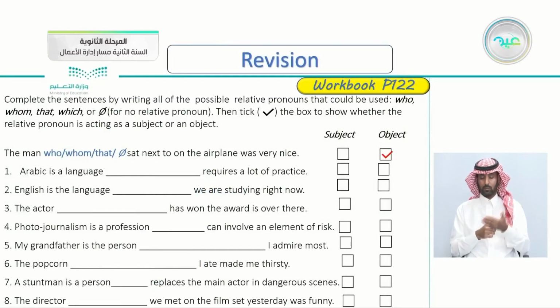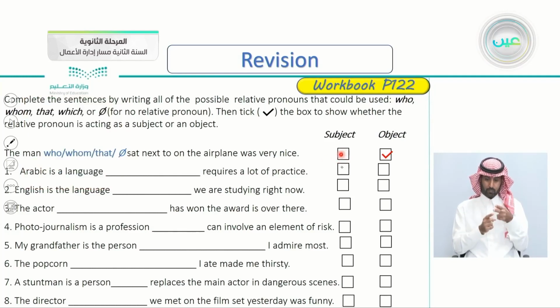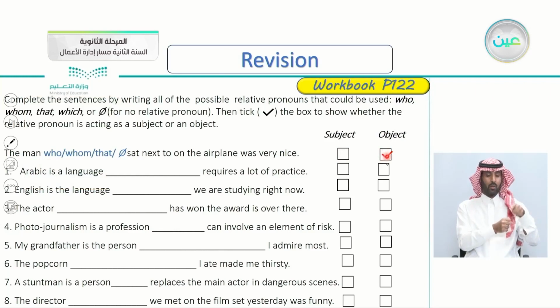Moving on to the next exercise here, page 122 in the workbook. Complete the sentences by writing all of the possible relative pronouns that could be used: who, whom, that, which, or nothing for no relative pronoun. Then tick the box to show whether the relative pronoun is acting as a subject or an object. You can see the first one is already done.